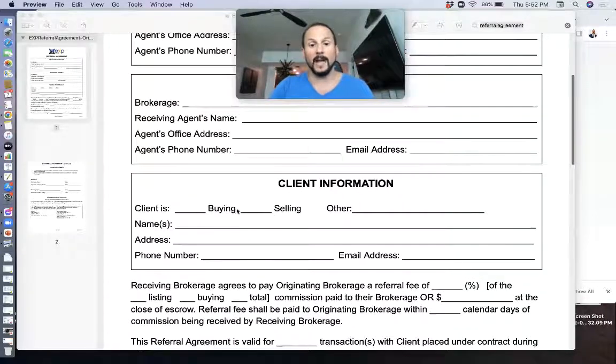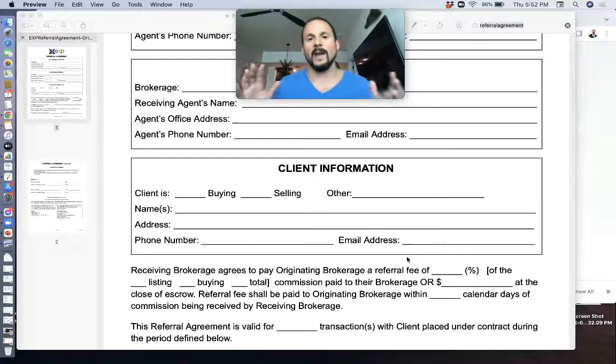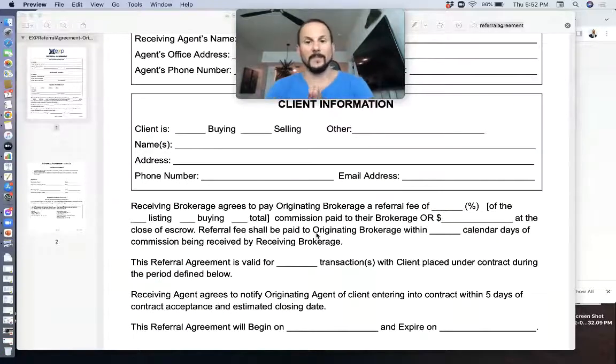So the client is buying or selling. You'll check one of those, right? And then you'll put the name of the client, client's address. That's not necessarily mandatory, but just as long as their name is in there, their phone number, their email address, you should be good to go as far as the client's information, but always good to be thorough and put their address in there as well. Okay, so now let's get to the payment section.